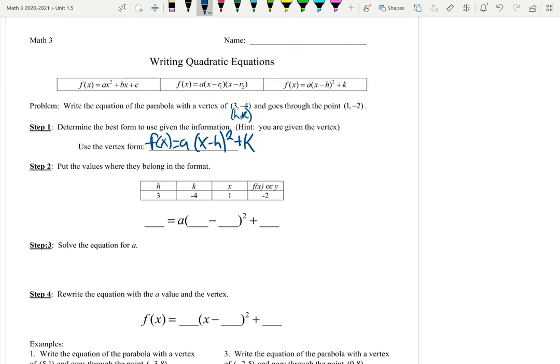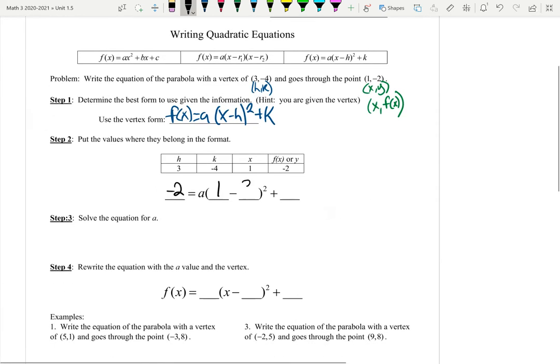Now, the other thing I need to make sure is we're always going to use all of the information given. This point is an x, y, and remember, y is the same thing as f of x. They're interchangeable. So we're going to put the values where they belong into this equation. We're going to substitute them all at once. So what is the y value? -2. What is the x value? 1. What is the h value? 3. What is the k value? -4.